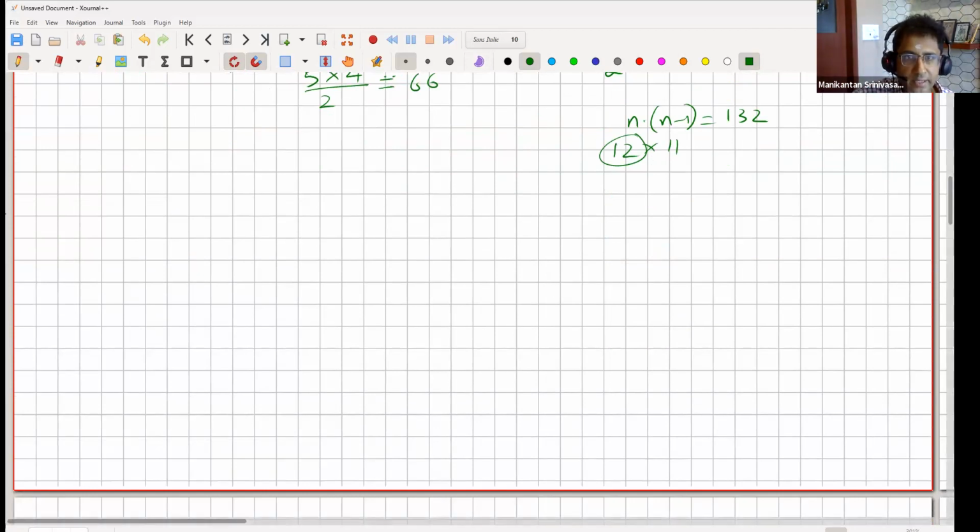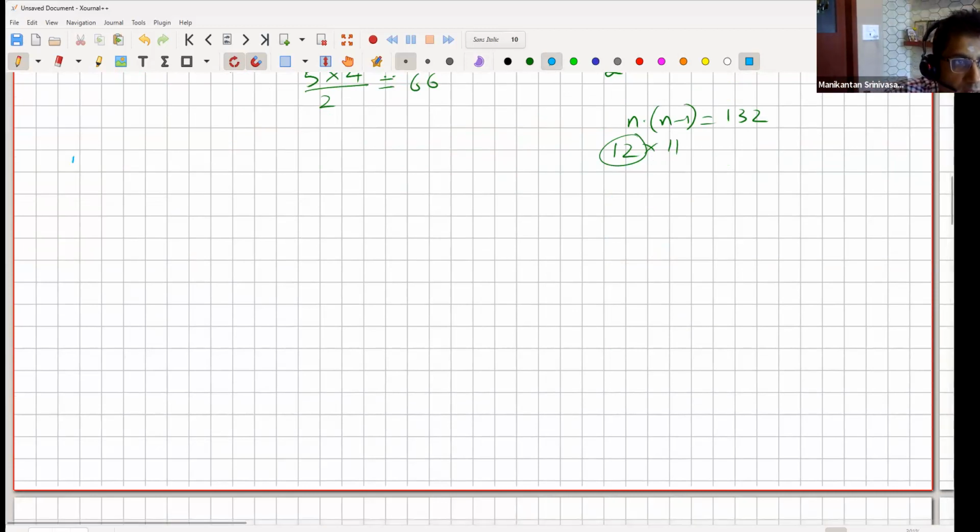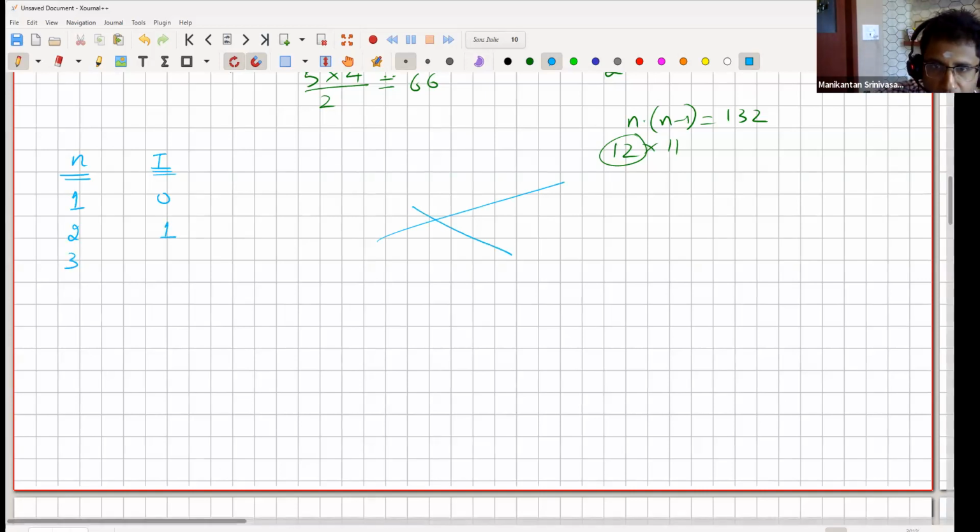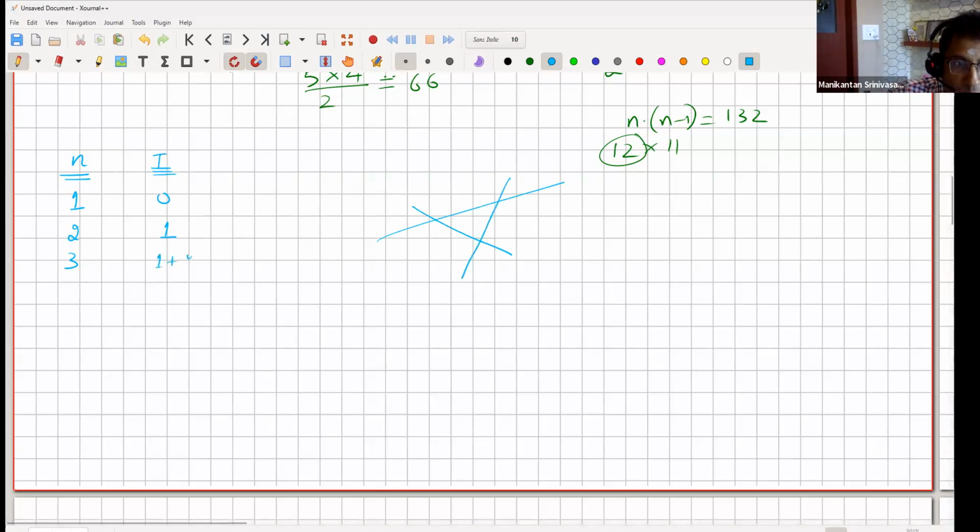Basically, Anahat started off with one line. So he said n, and the number of intersection points, I'll just call it I. He first said n is 1. There's only one line. How many intersection points? 0. He added one more line. How many intersection points? There's 1 intersection point. He added a third line and said how many intersection points? 3 now, right? Essentially 1 plus we have 2 more.